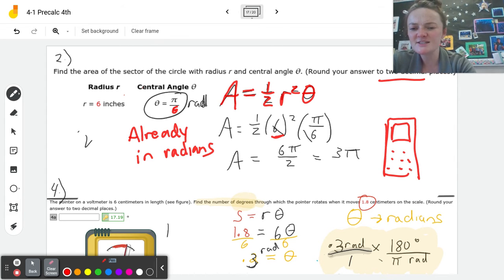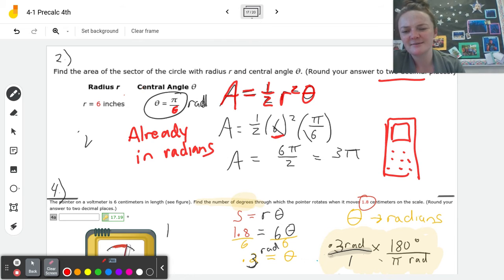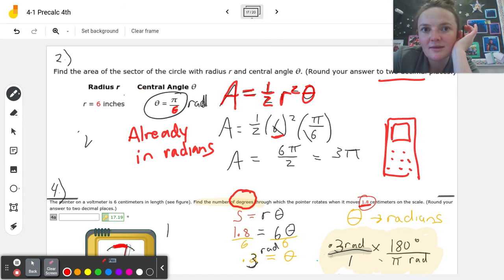Okay, next one, number 4. I skipped to number 4 because this can be a little bit confusing sometimes. Number 4 says a voltmeter is 6 centimeters in length. It says find the number, and I highlighted here, of degrees through which the pointer rotates 1.8 centimeters. So when it rotates 1.8 centimeters, what it means is that right here, on the voltmeter, that's how much movement it's making on the arc length in essence. So it's a curved surface.